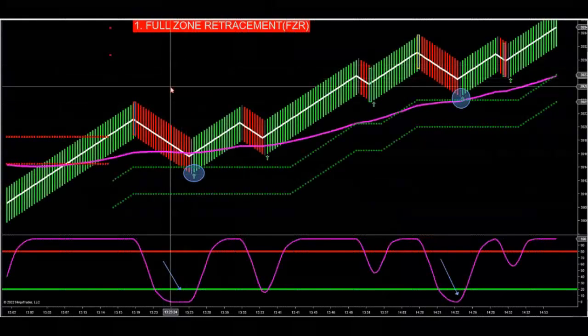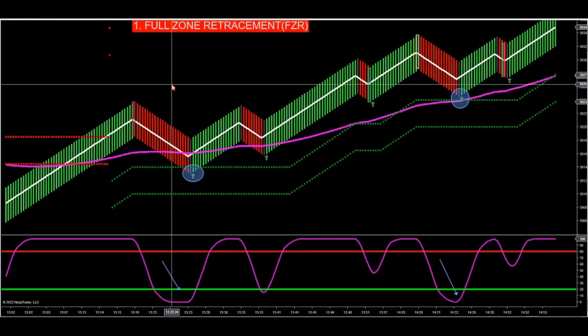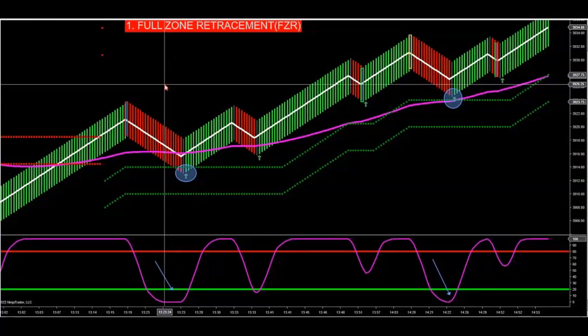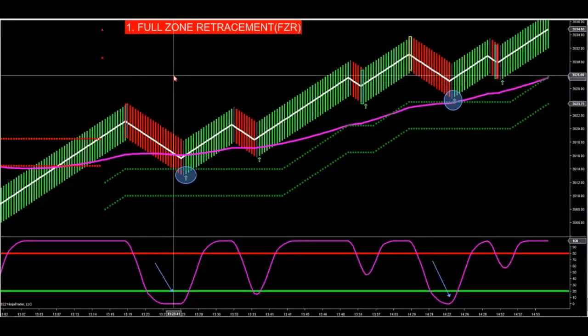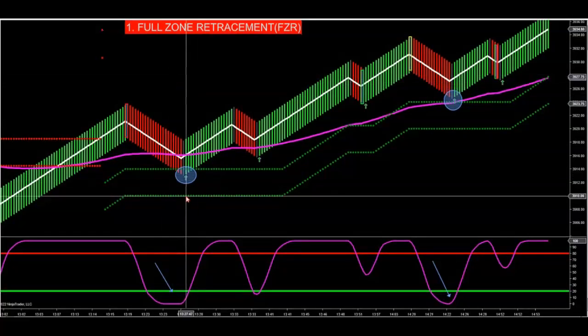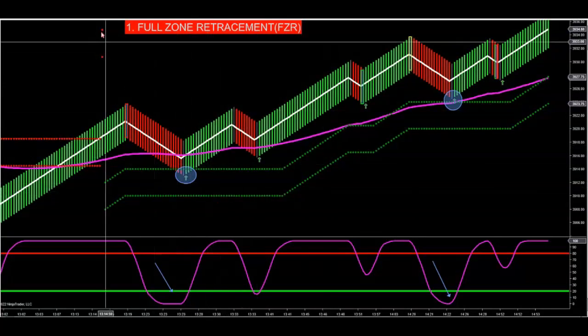All right, so we have two setups we look for every day. Like I said, this is for any futures, stocks, and currency markets. It also works on the forex and crypto markets. So it really doesn't matter what markets you look at; it's the same exact setup.